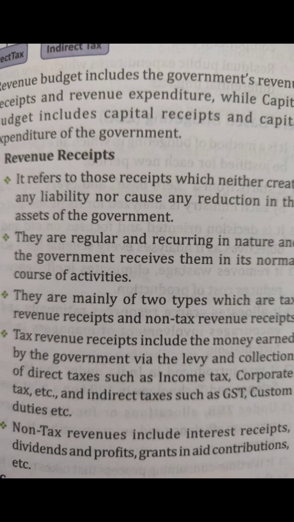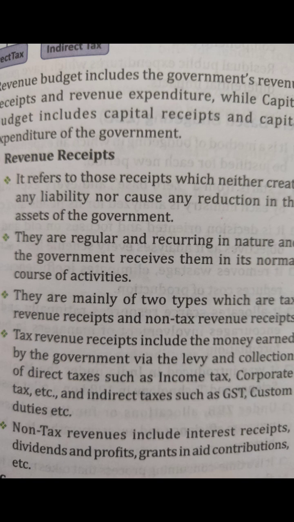Types of taxes in tax revenue. 1. Direct taxes. These are paid directly to the government by people or companies. Example, income tax. People pay this based on their earnings. Corporate tax. Companies pay this based on their profits.